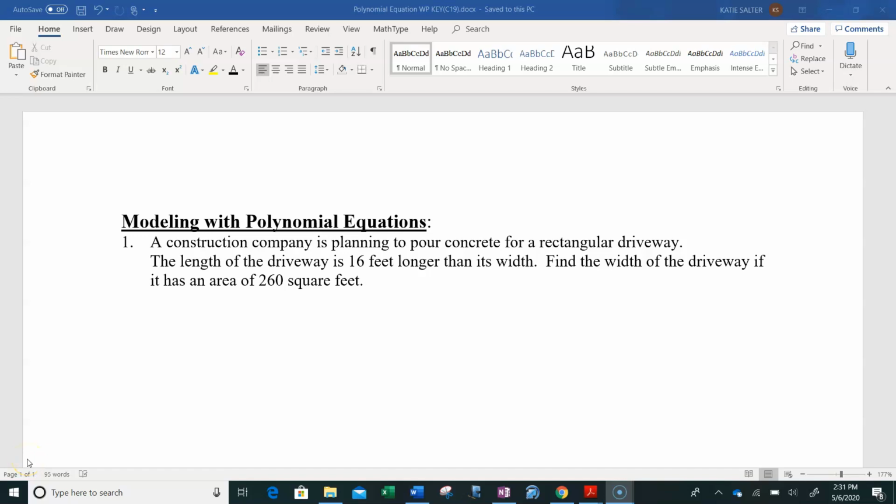Okay, today we are going to be modeling with polynomial equations. So let's look at this first problem. A construction company is planning to pour concrete for a rectangular driveway. The length of the driveway is 16 feet longer than its width. Find the width of the driveway if it has an area of 260 square feet.